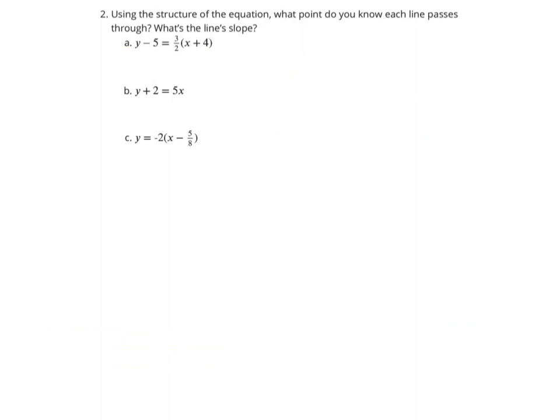So now we've got 3 problems. I want you to pause it and see if you can find the point and the slope in each one of these. Pause it first, do them, and then start the video up again.